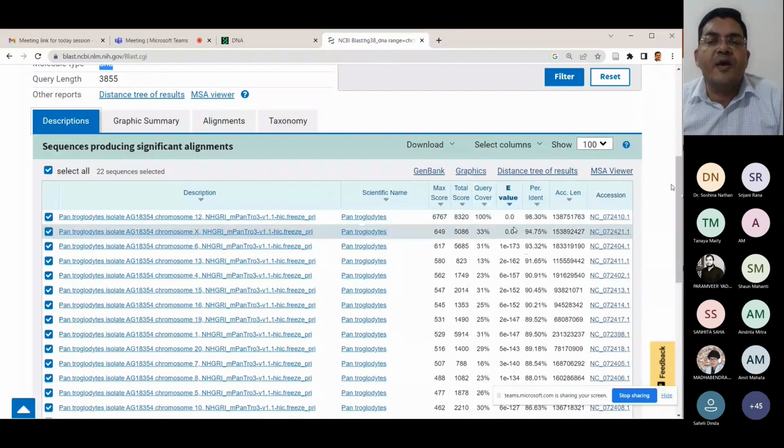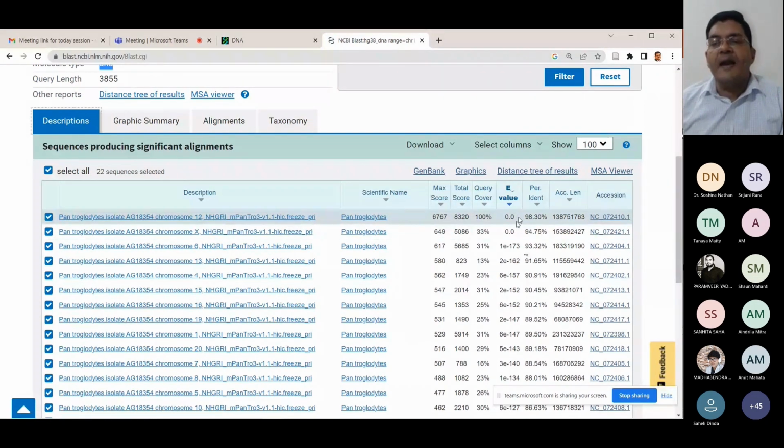E value is the expect value. What is the random chance of this match being found by chance? So there is no chance here. It is 0. This is a true match, you can say. The closer the E value is to 0, the more confident you are of your homology, right? The more confident you are of your match being found, because there is a certain level of relatedness between the sequences.